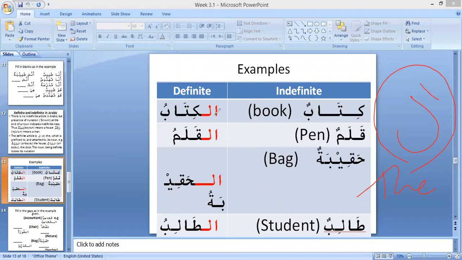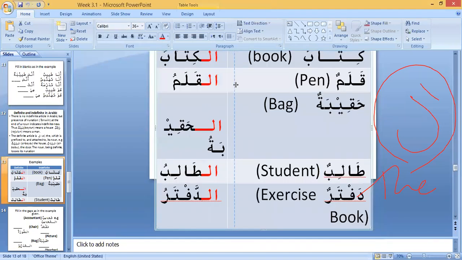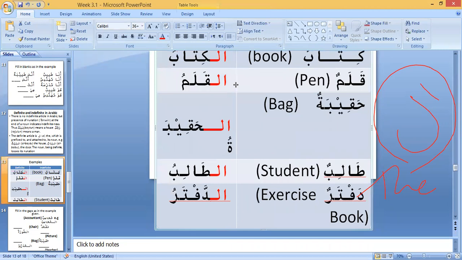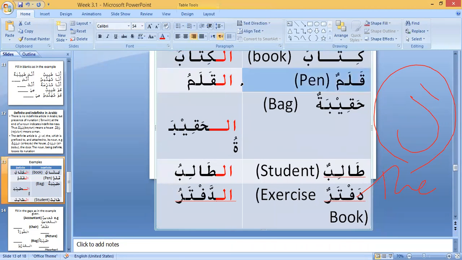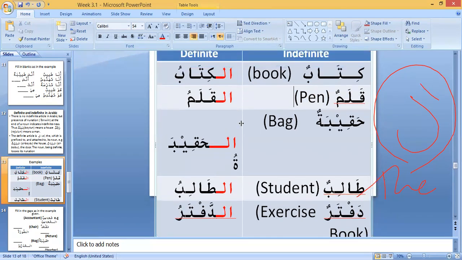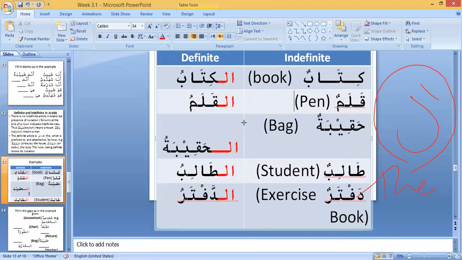Haqiba is a bag, becomes al-haqiba, the bag. So that is a known bag. Al-haqiba. You put al, it becomes al-haqiba. Talib is a student, then becomes al-talib, the student.